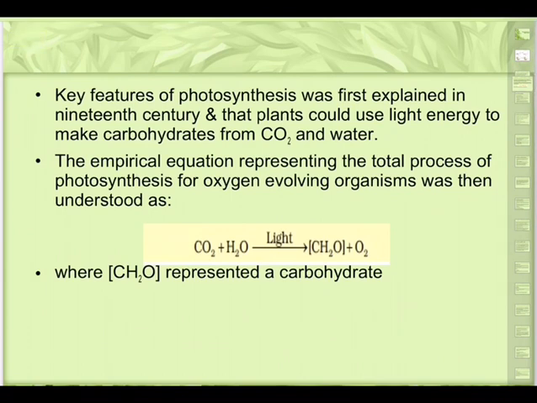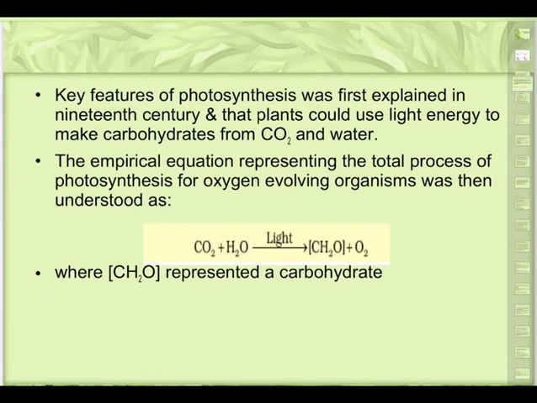He observed that bacteria accumulated mainly in the region of blue and red light of the split spectrum. It explained the absorption spectrum of chlorophyll A and B. We will study that graph again separately. So the key features of photosynthesis were first explained in the 19th century, and that plants could use light energy to make carbohydrates from CO2 and water.